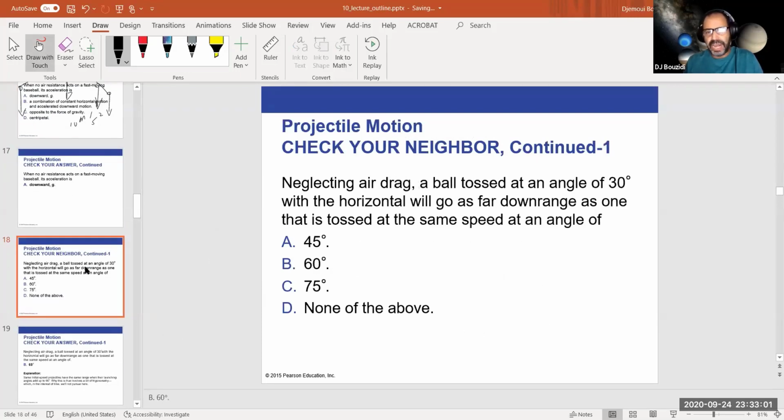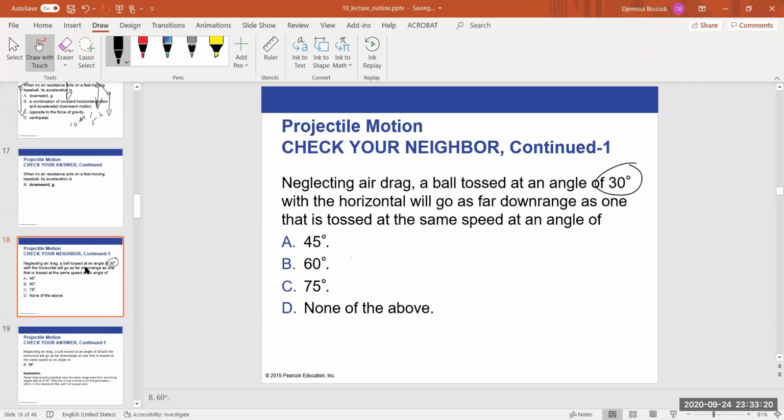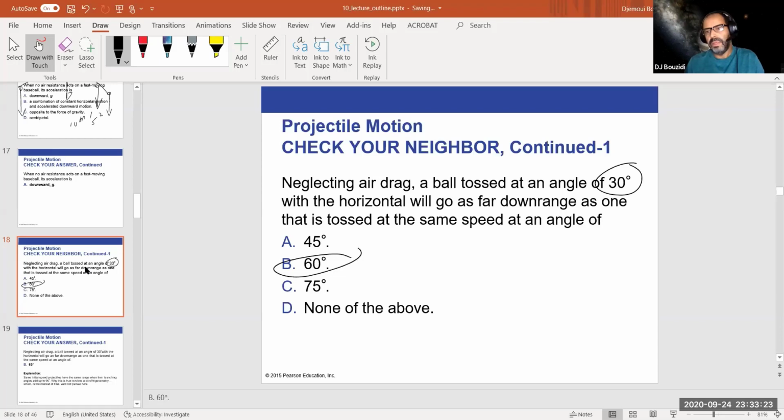So neglecting air drag, a ball tossed at an angle of 30 degrees with the horizontal will go as far downrange as one that is tossed at the same speed at an angle of, which angle adds up to 90 degrees when I add it to 30 degrees? 60. So that's the one, because those are the complementary angles. So if the question was, let's say, for example, 17, which angle would it be?